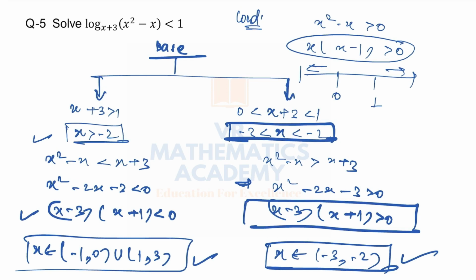So when the base is variable, we have these types of solutions. We can divide the solution into two categories: one when the base is greater than 1, and one when the base is less than 1 and greater than 0. Next, in question number 6, here also we have a variable base. So here we can also take the two conditions.